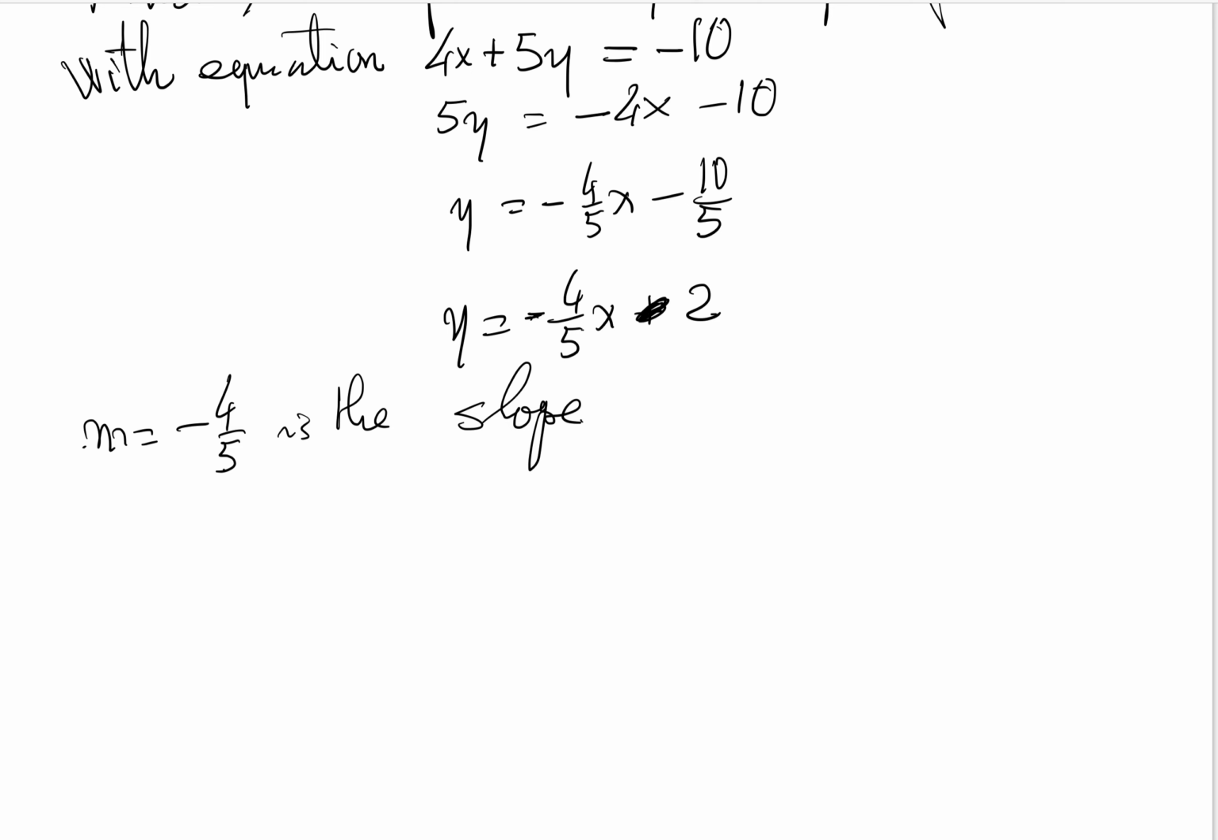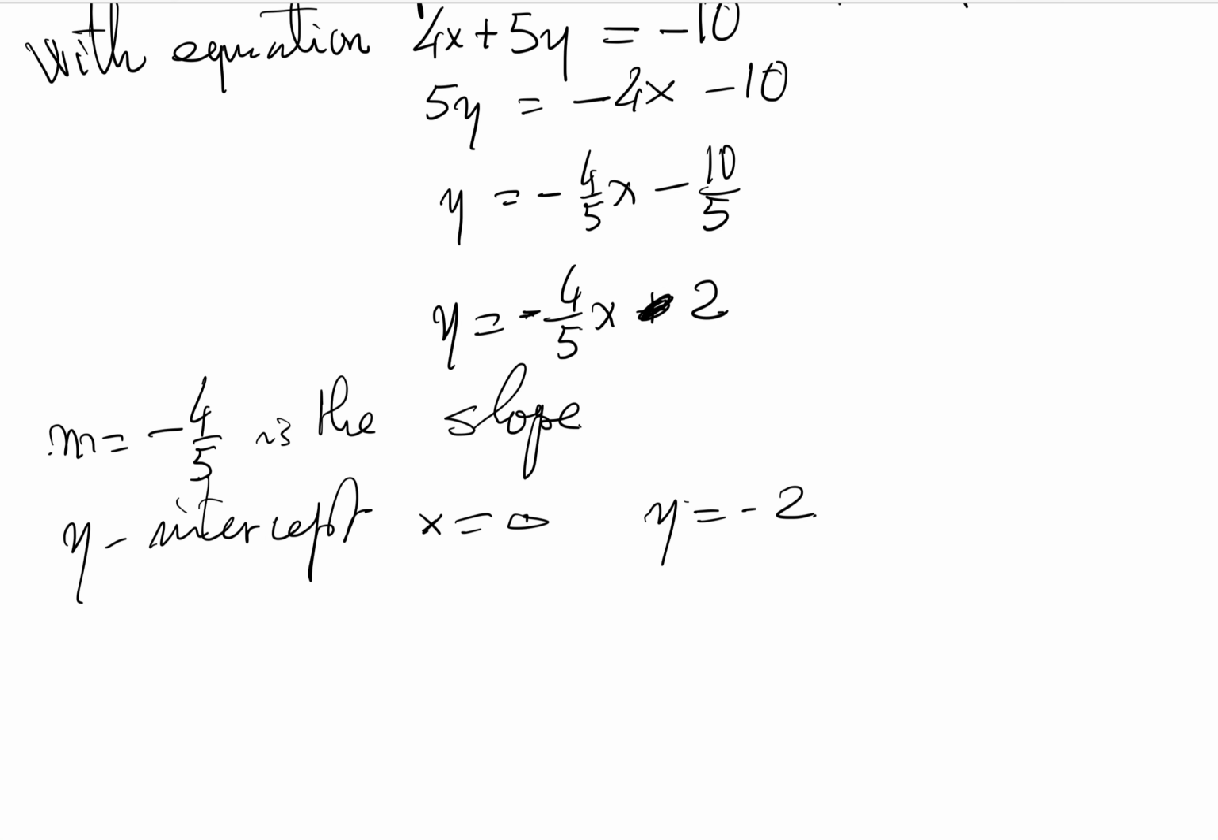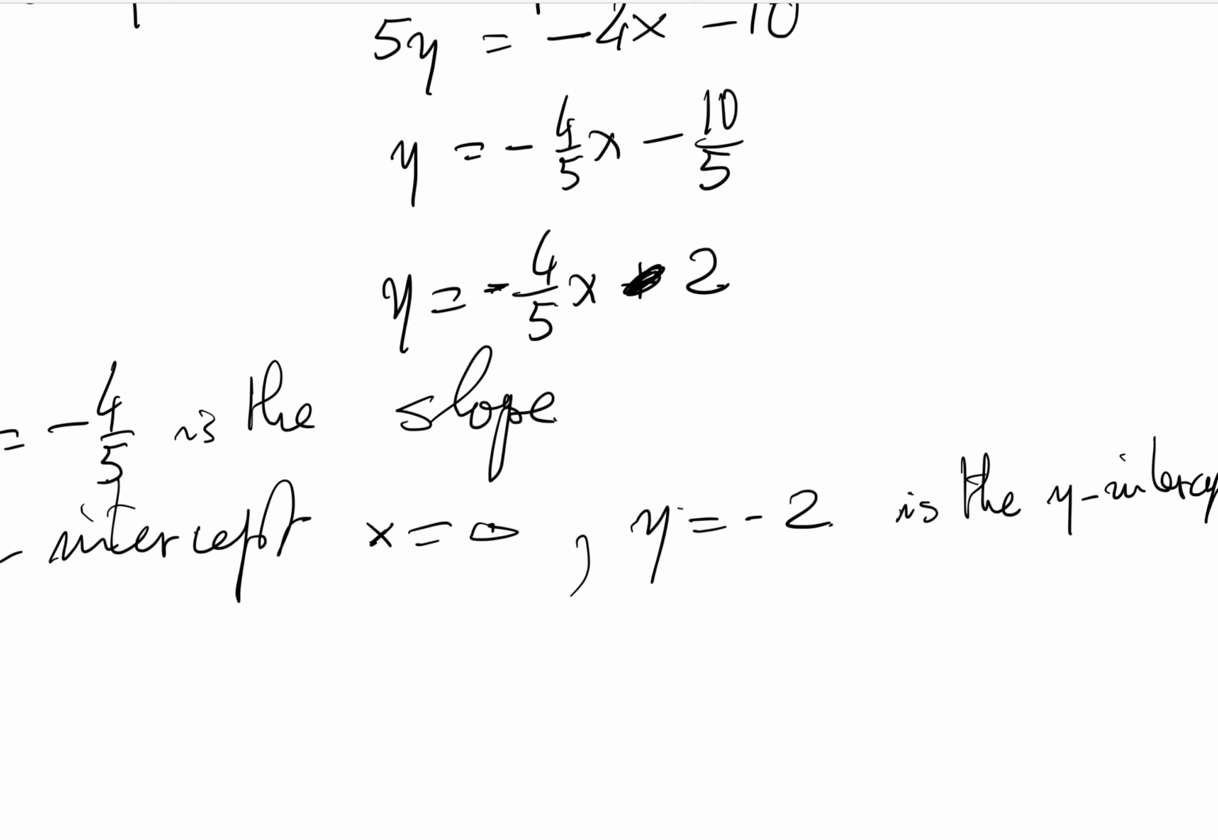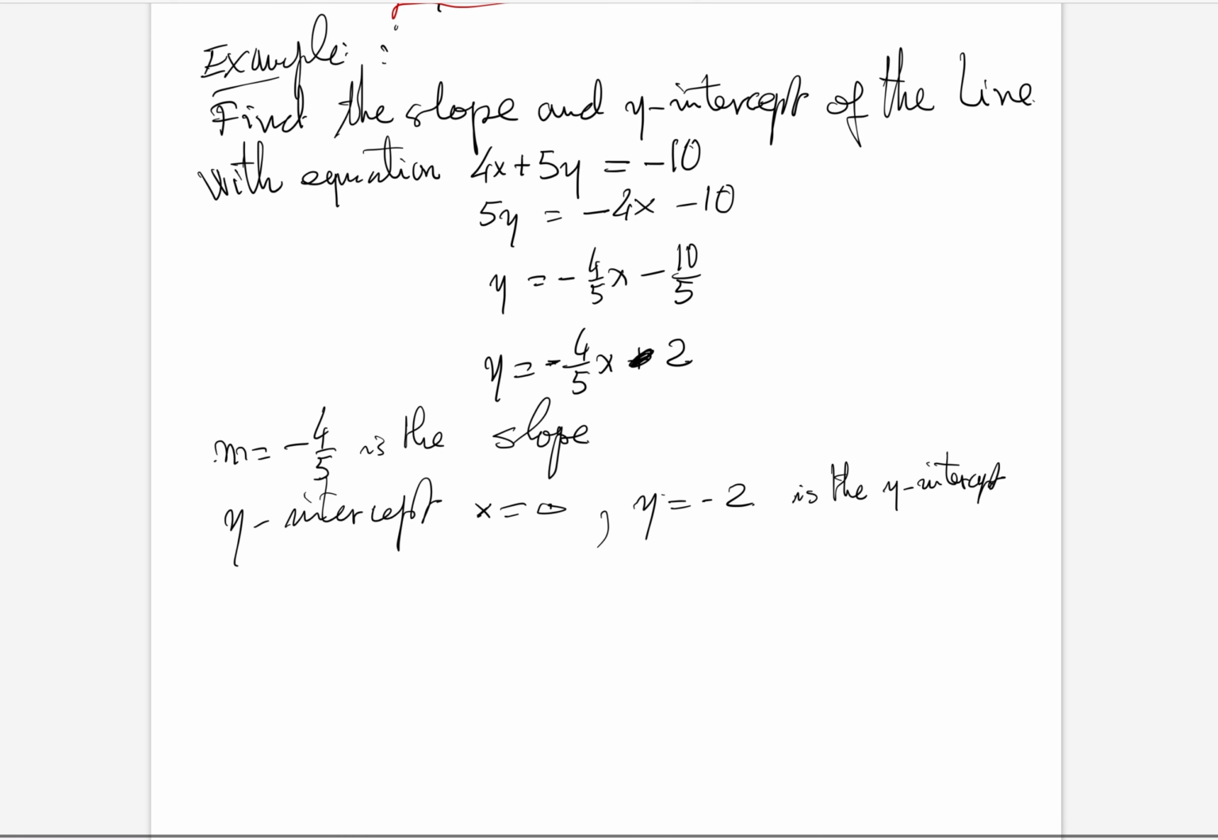Okay? So here you have the y-intercept. Remember the y-intercept. Y-intercept is when you have x is equal to 0. If x is equal to 0 here, you have y-intercept is equal to -2. That's your y-intercept. It's called y-intercept. Okay. That's it. That's the question they ask you.